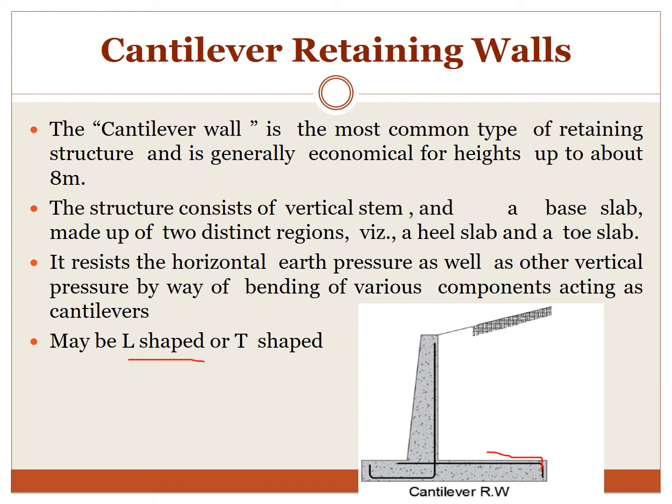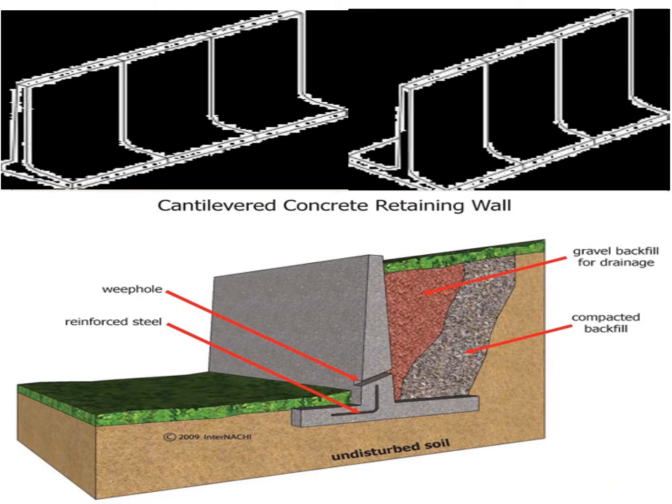A cantilever retaining wall may be an L shape or a T shape. Here is the image of an L-shape cantilever retaining wall, and this is the image of a T-shaped cantilever retaining wall. In this figure, you can see how the cantilever retaining wall is constructed, where the weep hole is provided, reinforcement steel is provided, compacted backfill on the backside, and gravel backfill for drainage purpose. So this figure shows how the cantilever retaining wall is constructed with different components.